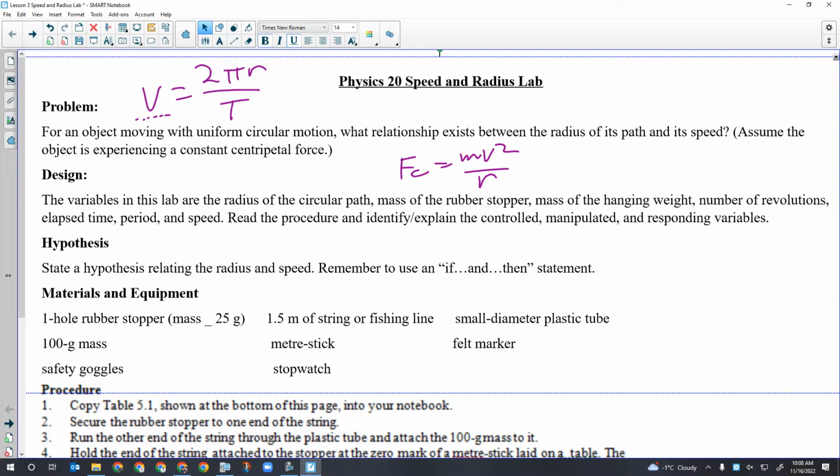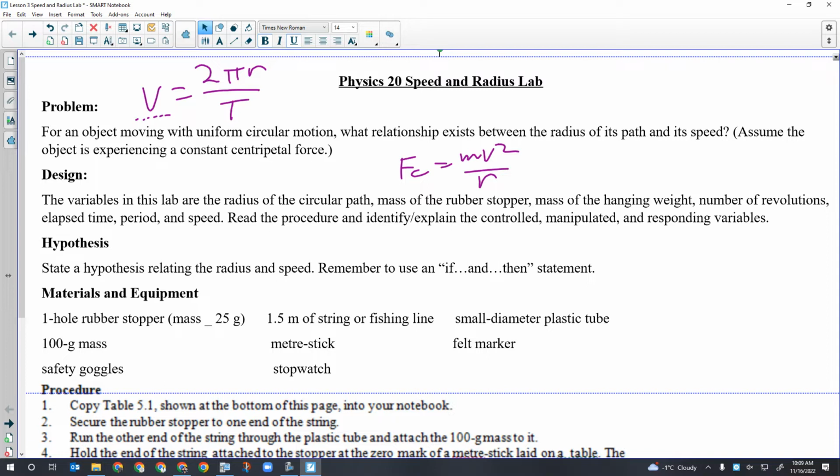So here's how this is going to go. We are going to have an apparatus like this. You are going to have a piece of PVC pipe that you will be holding on to. That's the only part of this apparatus that you will hold on to. You need to make this rubber stopper move with uniform circular motion at different radii of a circle.